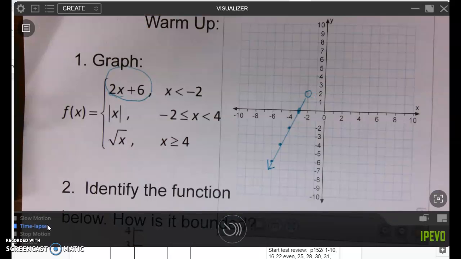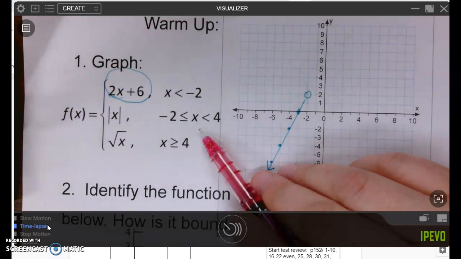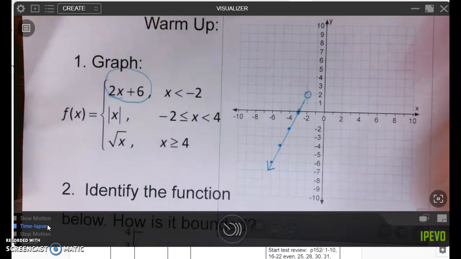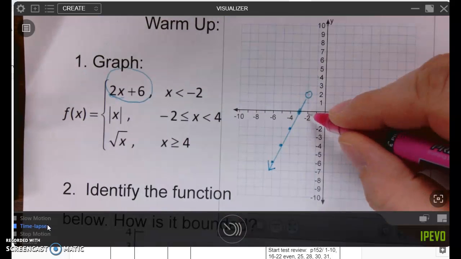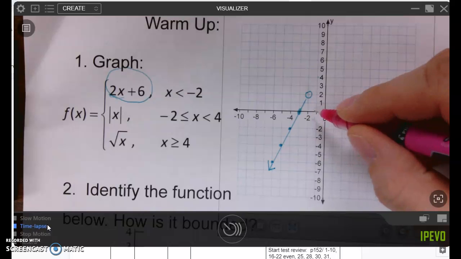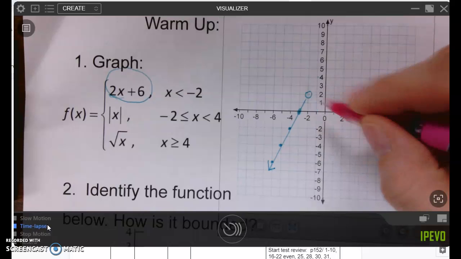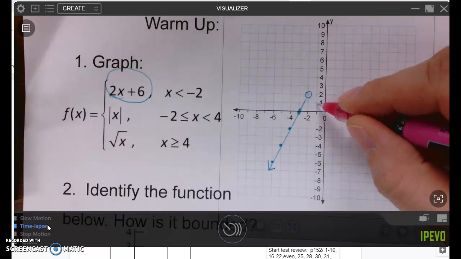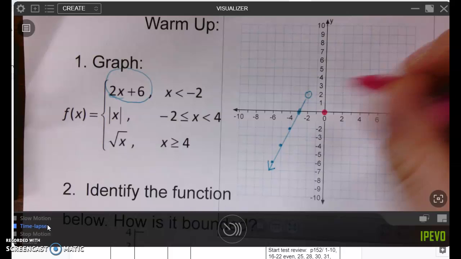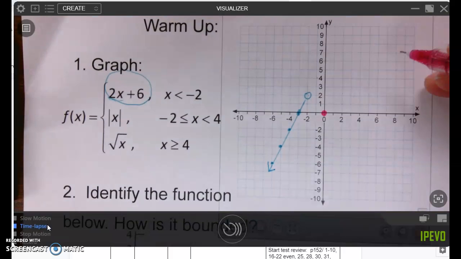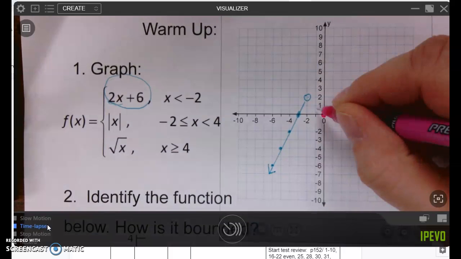Then the middle part of the graph is the absolute value function. That's your V shape. And the absolute value function goes from x values of -2 to 4. So if you think about it, the absolute value of -2 would become 2. The absolute value of -1 would become 1. The absolute value of 0 is 0. This is that V-shaped function, and we are including -2 in our x values.